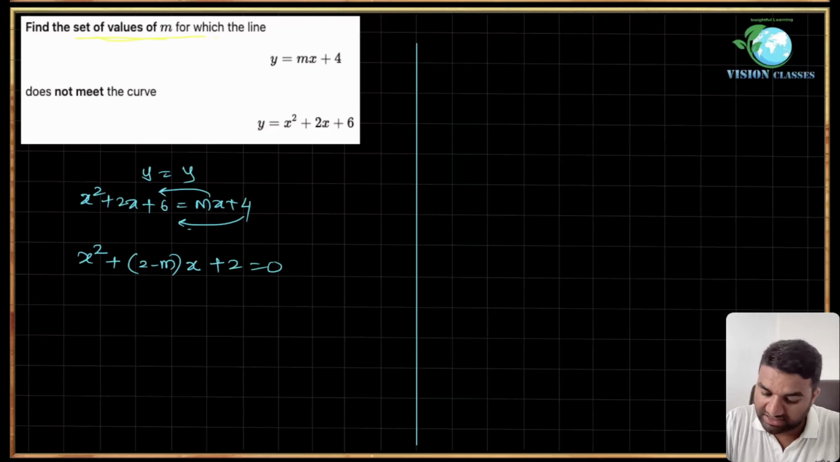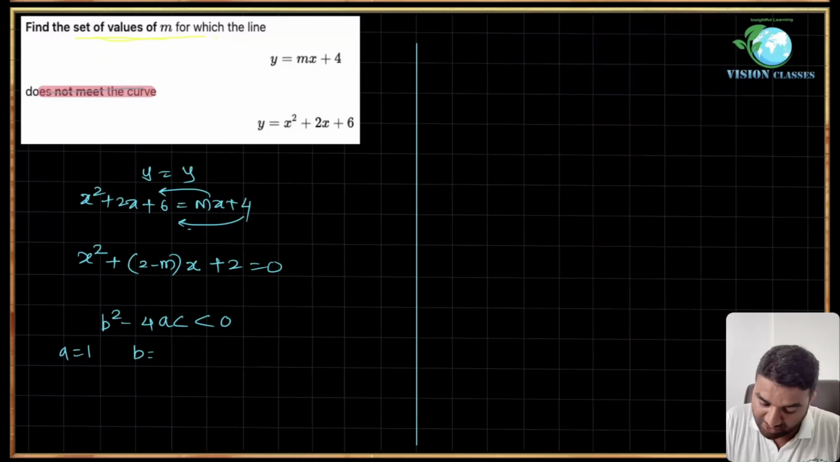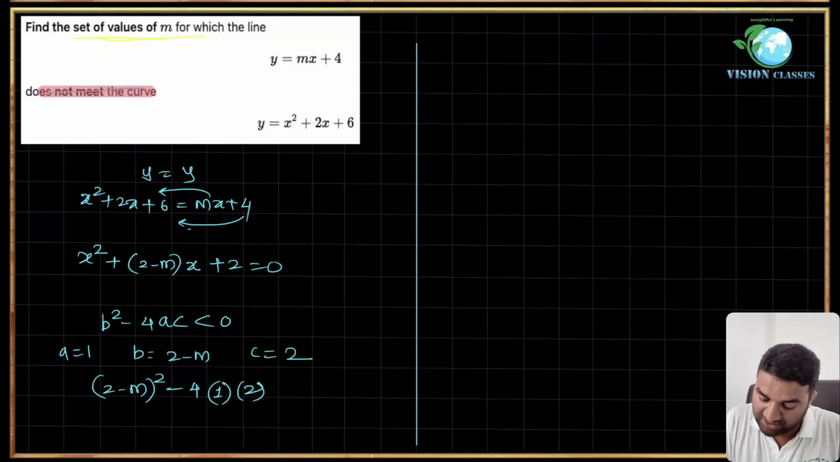Now the condition says that it does not meet the curve, so it means b squared minus 4ac is less than 0. Here we have a equal to 1, b equal to 2 minus m, and c equal to 2. So substitute: (2 minus m) squared minus 4 times 1 times 2, less than 0. Then we have to expand it and figure out the values of m.